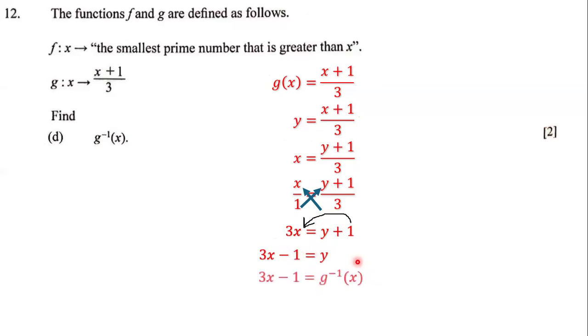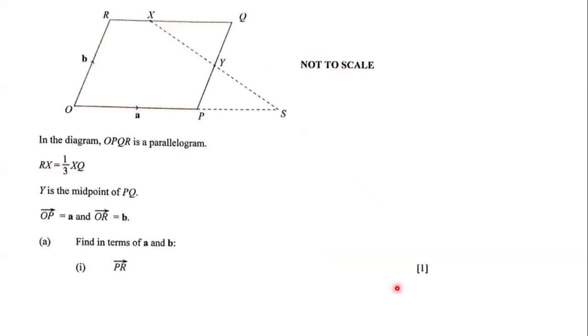And so we have that y is equal to 3x minus 1. That's what y is equal to. But what exactly is y? Well, y is the inverse of g. And so instead of writing y, we write g inverse. So g inverse of x is equal to 3x minus 1. And so that's what the inverse is. The inverse of g is equal to 3x minus 1. And that's the answer to this particular question.